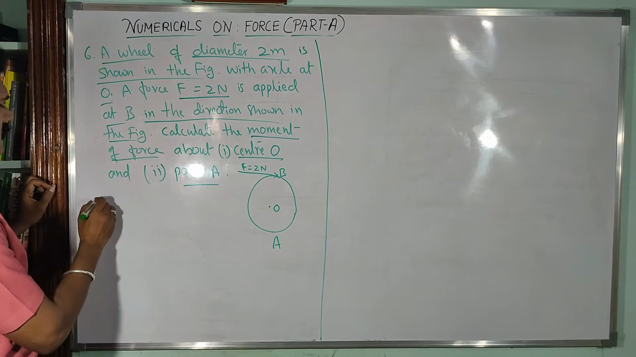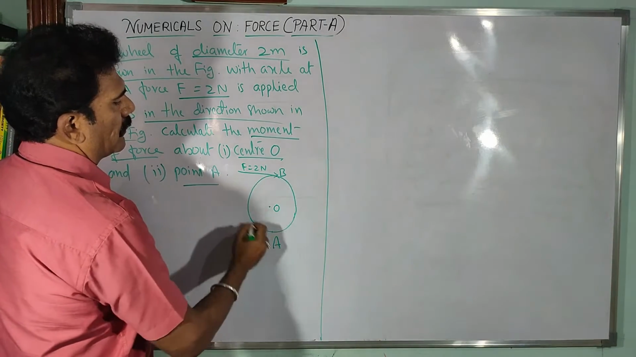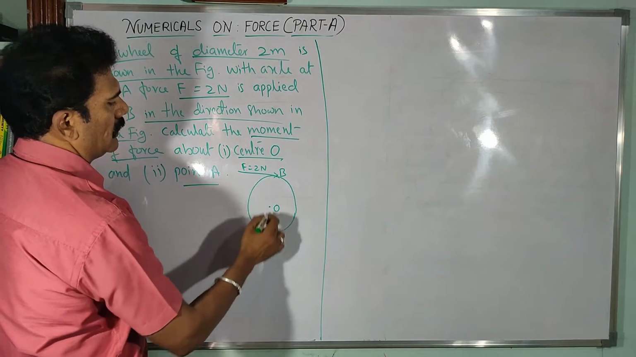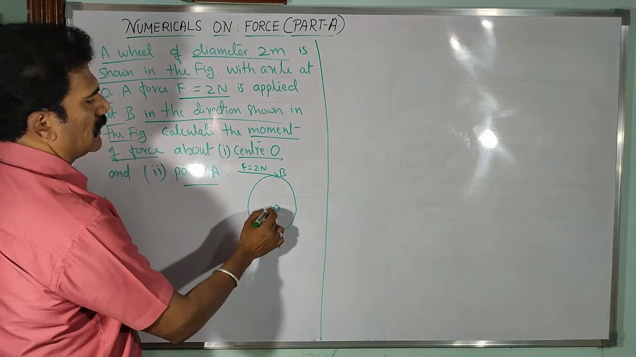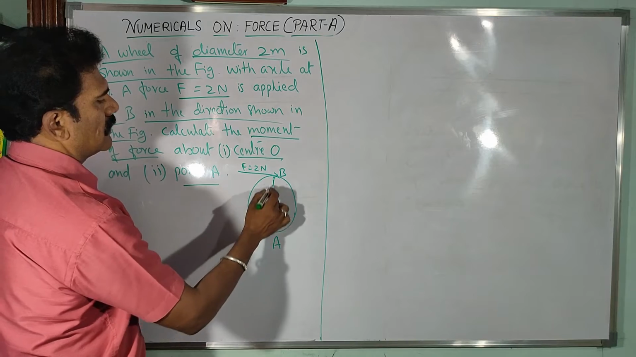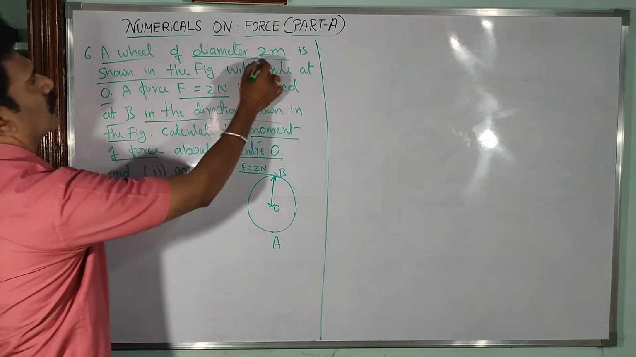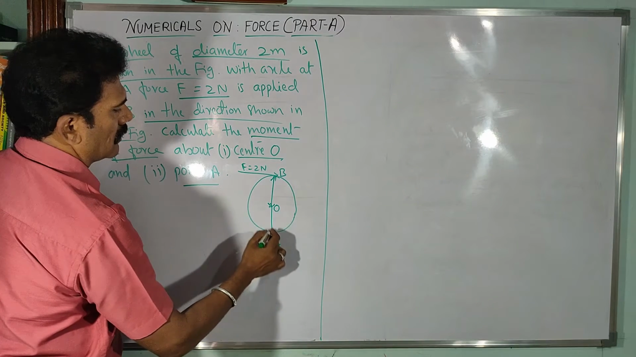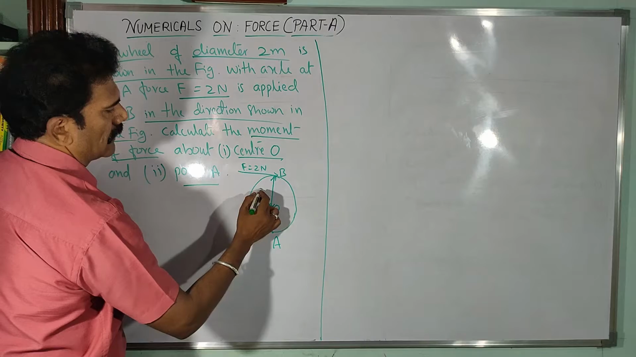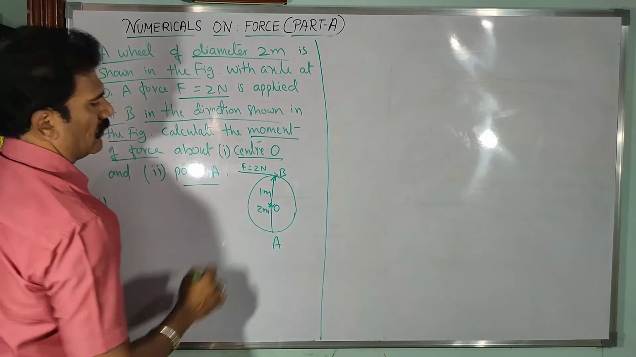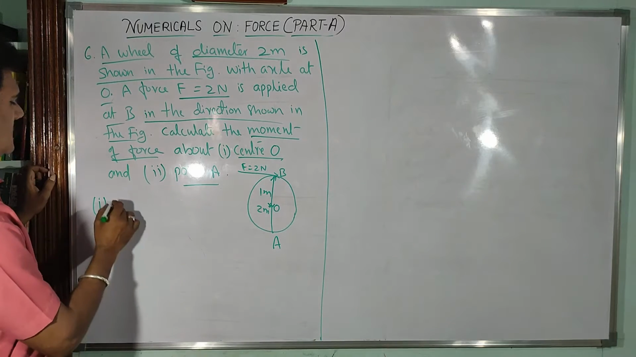Okay, so the center is over here. First, let us calculate the perpendicular distances between O to B and then A to B, because it is about the center O. What is the distance of the circle? We have to consider the diameter, 2 meter. So the total diameter is 2 meter, and this is actually the radius, 1 meter. Now with those distances and the force you can calculate.